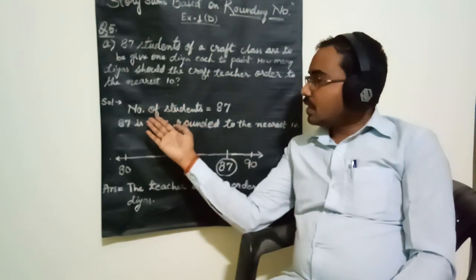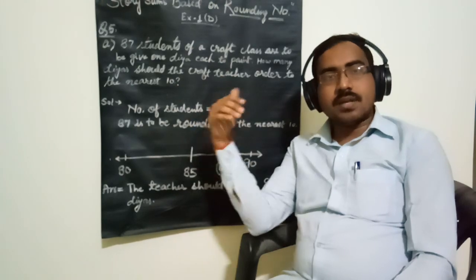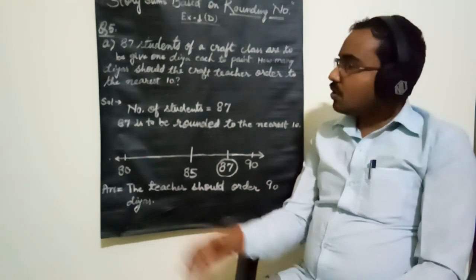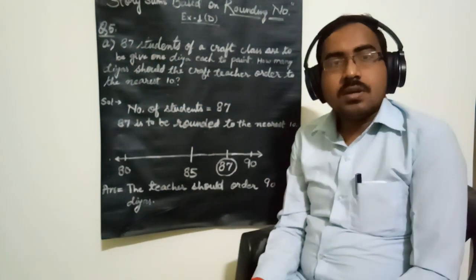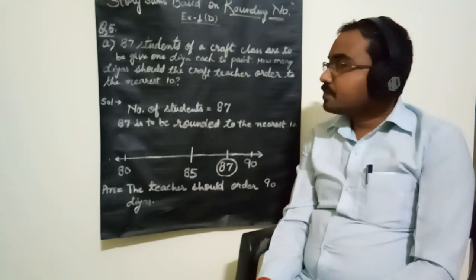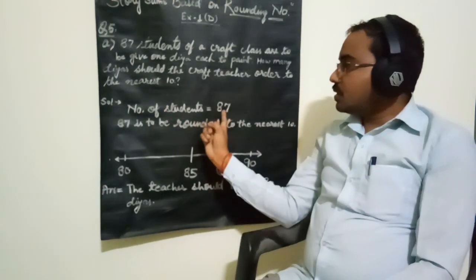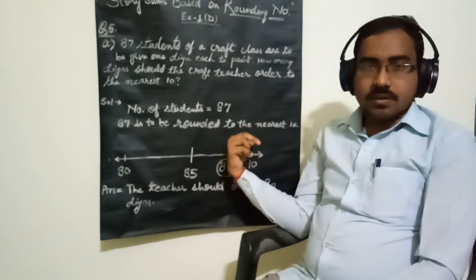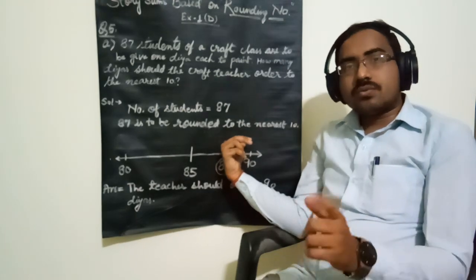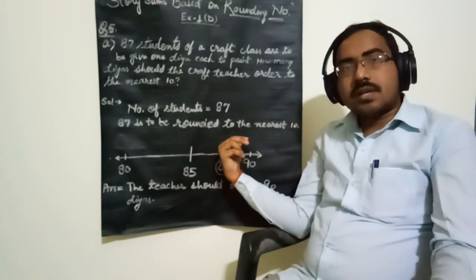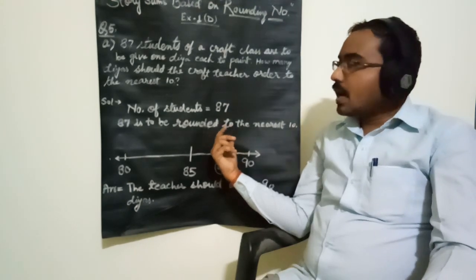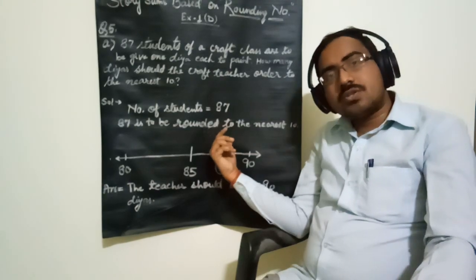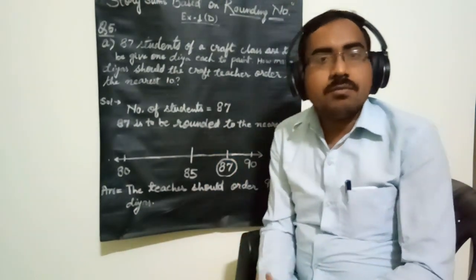You can see I have written here that number of students is equal to 87. That means it is very important to know how many students were in the class. If we don't think about it, we won't be able to round the figure because we don't have the figure. Then 87 is to be rounded to the nearest 10. It is also very important to know whether the number should be rounded to the nearest 10 or 100. And the third very important thing is to think about the two tens between which the given number will fall.